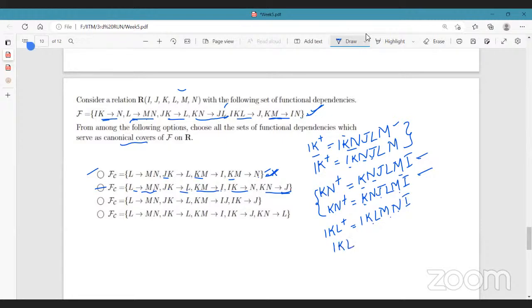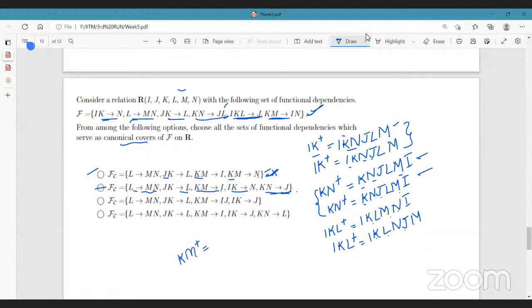So now let us check for the closure of IKL in the relation. So IKL will determine itself. Then IK determines N. KN determines J, and JK determines L. L we already have. L determines MN, and we already have N. So yes, the closure of IKL is also the same. So here, even if we don't add this particular functional dependency, we'll still get the same result. Now let us check for KM, the closure of KM.